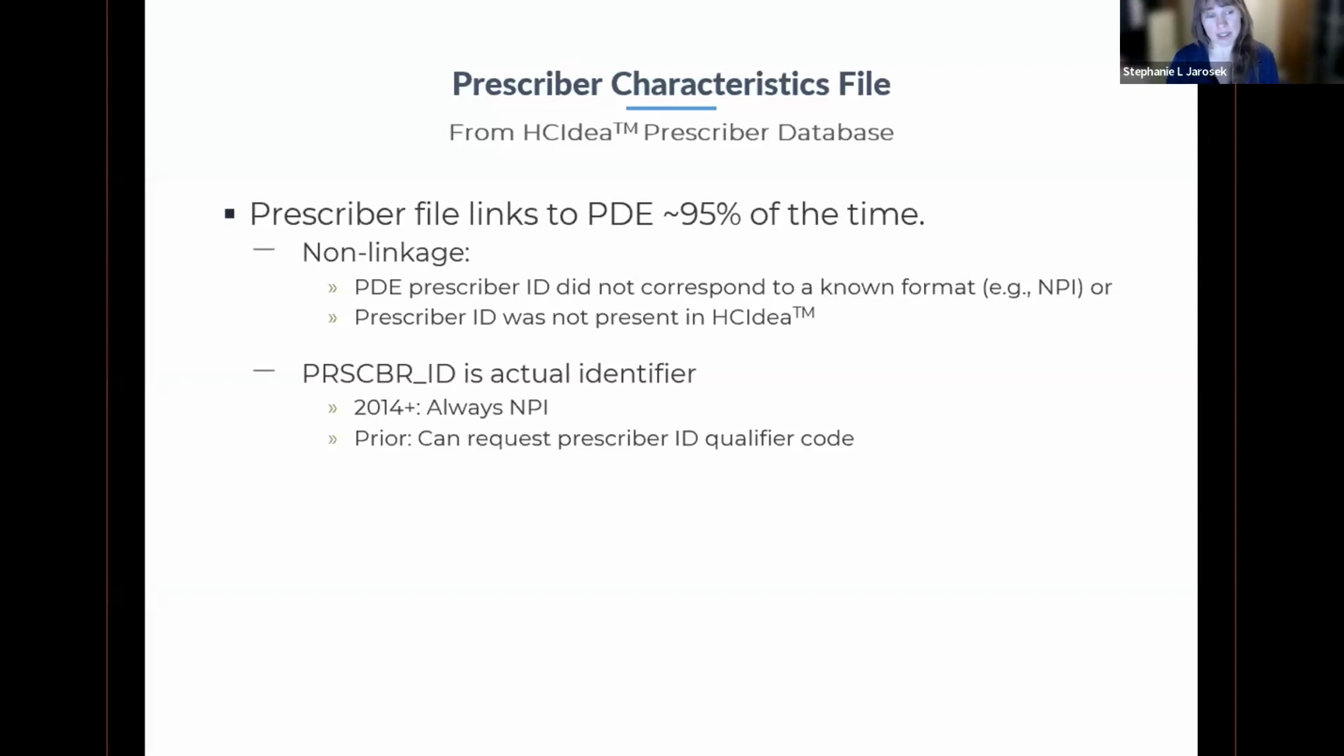But one thing to note is that starting in 2014, the prescriber ID is actually an actual identifier, and it's always NPI. So you are able to link to other databases if you want. The prescriber characteristics file is handy because you have linking variables that are already set up for you and it's straightforward, but there's no reason you can't use the NPI even to link to claims data if you wanted to.